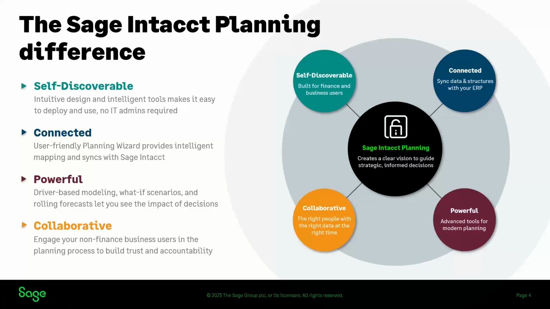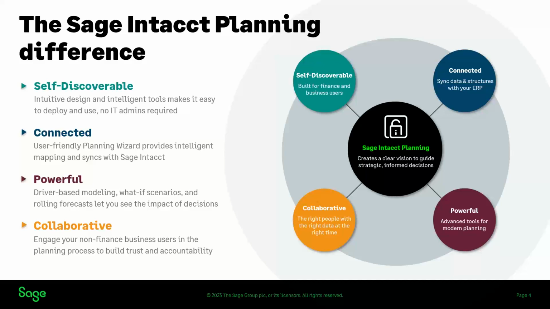When we think about what sets Sage Intacct Planning apart from other planning software, we lead with these 4 items: self-discoverable, connected, powerful, and collaborative. What we mean by being self-discoverable is the ease of setup and use. Typical planning and budgeting users want a tool that is easy to deploy. The intuitive and user-friendly tools are designed to be fully managed by the finance end user and with no need for any IT or admins to ever get involved.